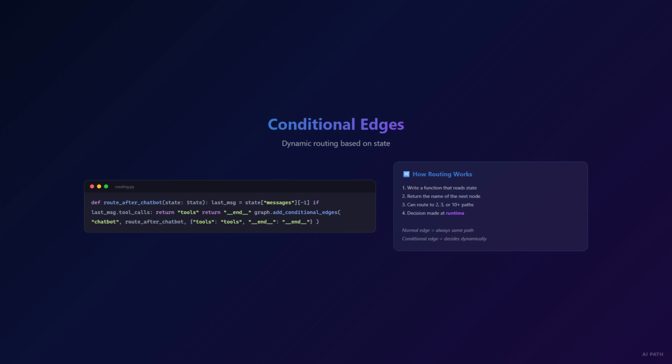For example, after the chatbot responds, we can check, did it call a tool? If yes, go to the tools node. If no, go to end. You can route to any number of destinations: 2, 3, 10 different paths. The function decides at runtime based on the actual state.